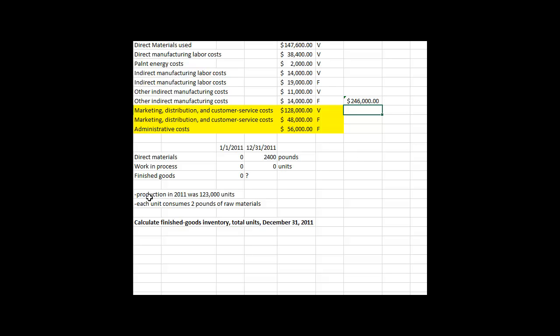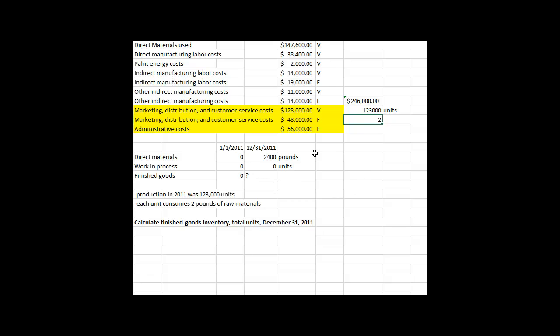Now what they tell us is in the year we had 123,000 units that were actually produced. So we have 123,000 units, and from here we can calculate what the total cost per unit is. It's $2 a unit. So each unit costs $2, and we have to figure out how many units, not dollars, we have in ending finished goods.